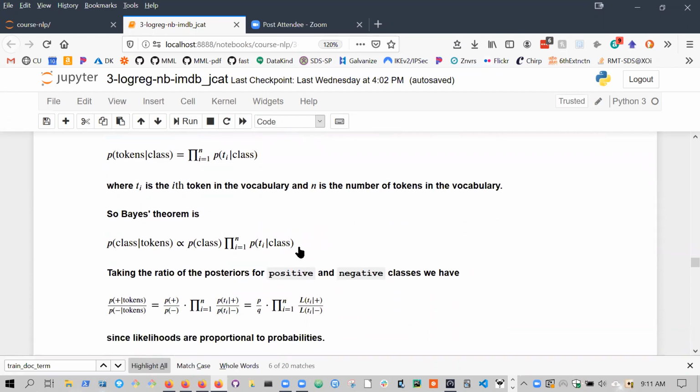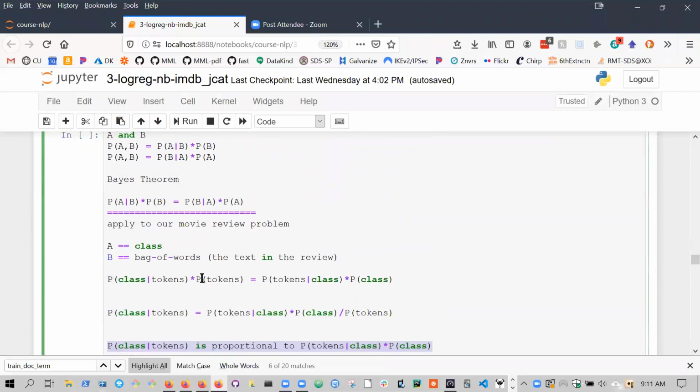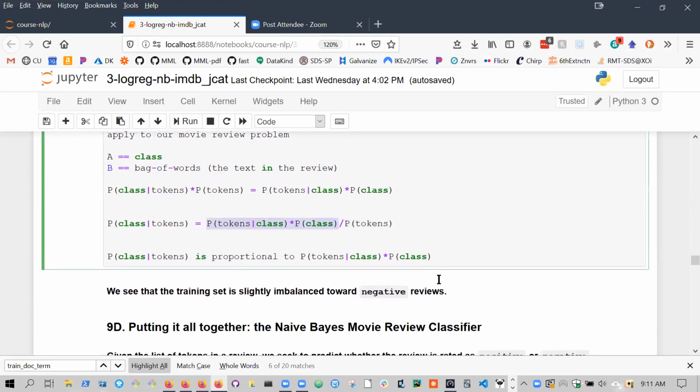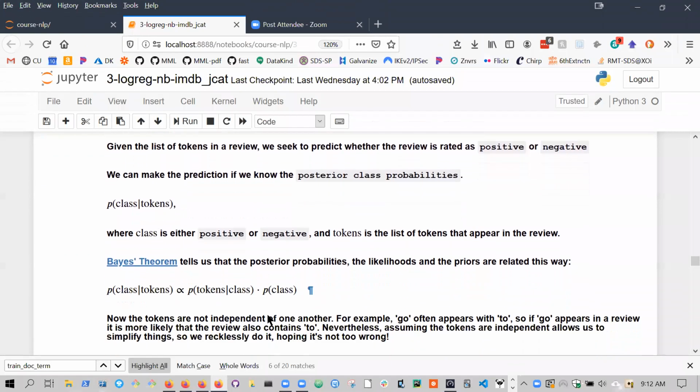The probability of a class given the tokens is proportional to this. Remember we completely ignored the term probability of tokens, and this is why. Remember back up here, I have this term here. If I wanted to fully account for it, I would have to figure out what P of tokens is, but I don't need to, and I'll show you why. I don't care what P of tokens is, it's just a constant. All I need to know is that probability of class given tokens is proportional to the rest of it. And now you'll see why the proportionality is all I need.